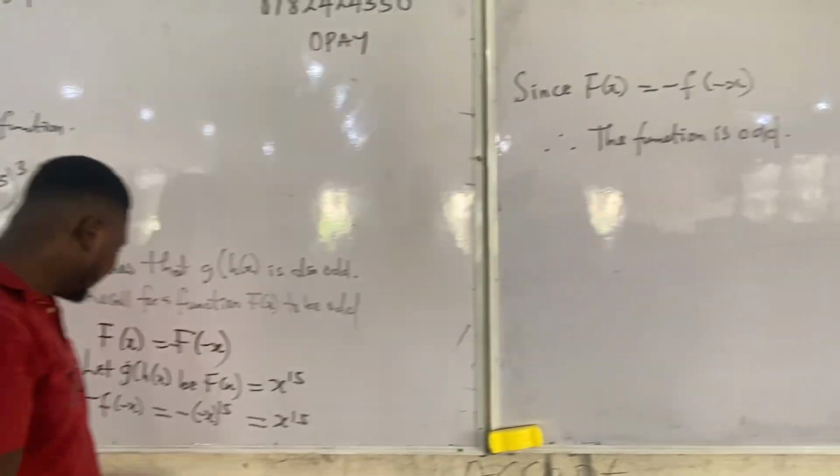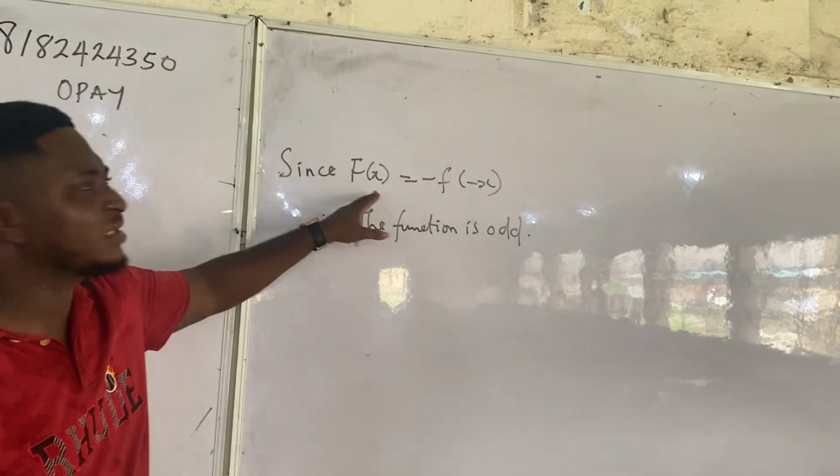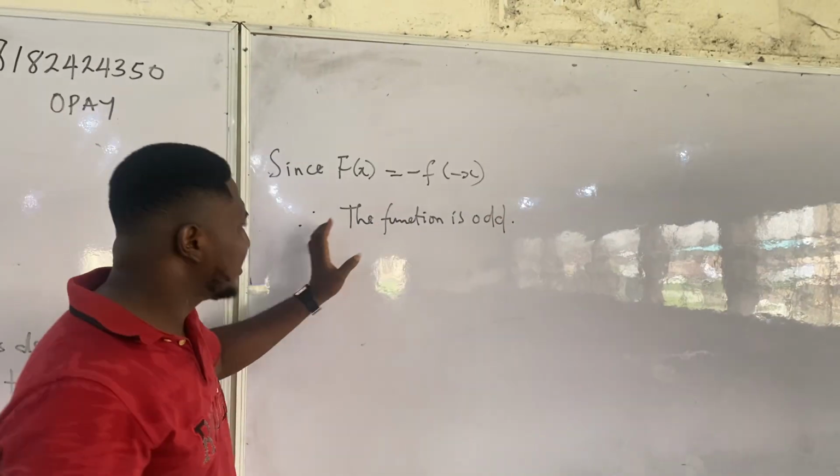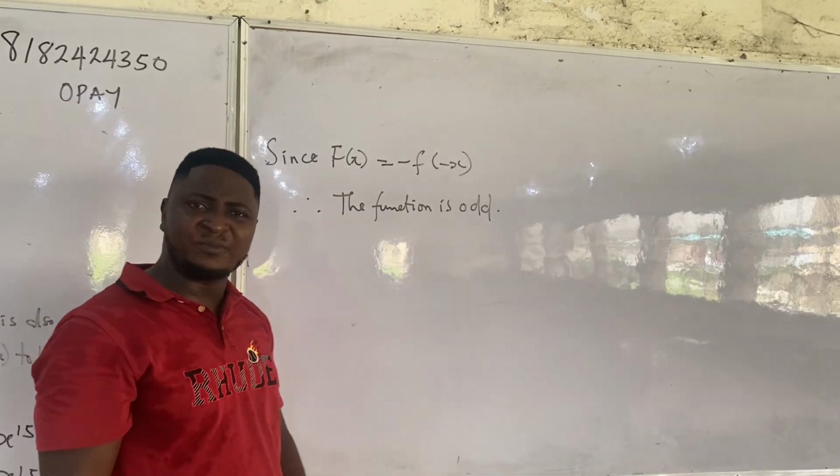We'll now say, okay, since f(x) is equal to minus f(minus x), therefore the function is odd, and we have proven the first part.